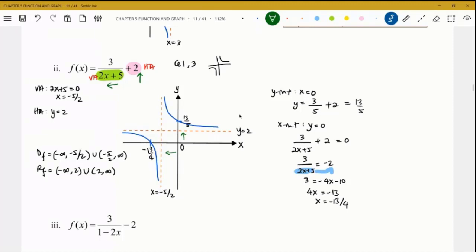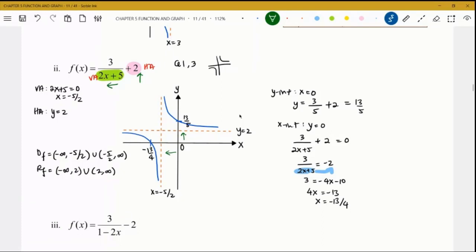Okay, so ingat graph depends pada horizontal asymptote dan vertical asymptote dan kuadran yang terlibat depends on the coefficient of x. Either x adalah positif ataupun negatif. Okay, that one is a part 2.